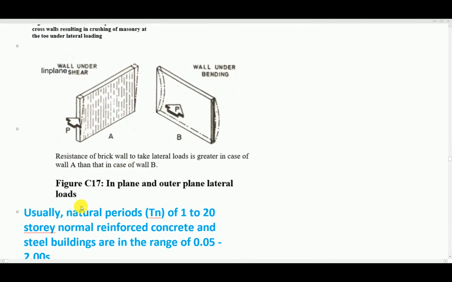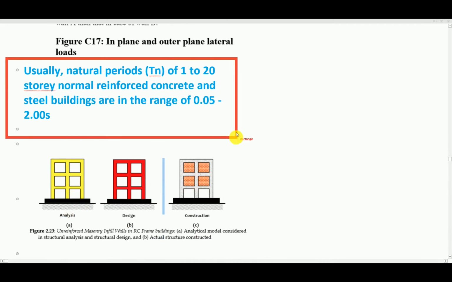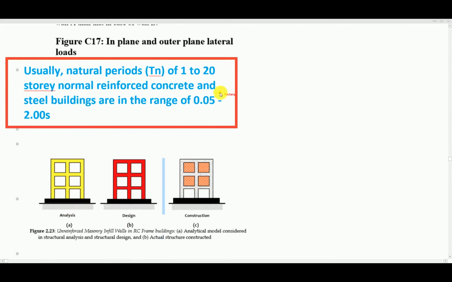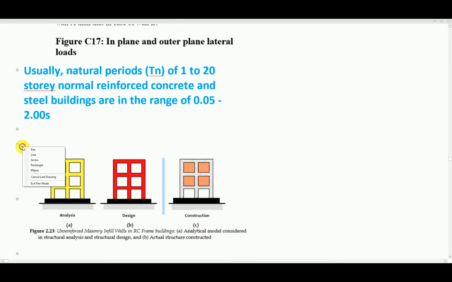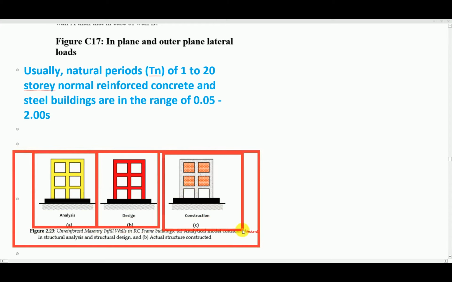Usually 1 to 20 storied normal reinforced concrete buildings have a time period from 0.05 to 2 seconds, and steel buildings too. In the bottom figure, one can see the analysis model in yellow, and in the design part, shown in red. But in construction, it will be something like infill masonry on the first and second floors. So this does not truly represent the analysis and design.